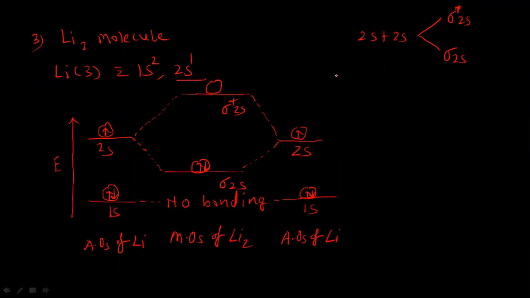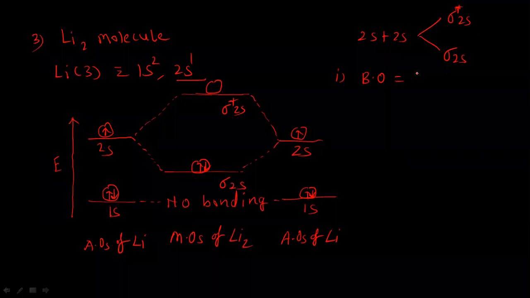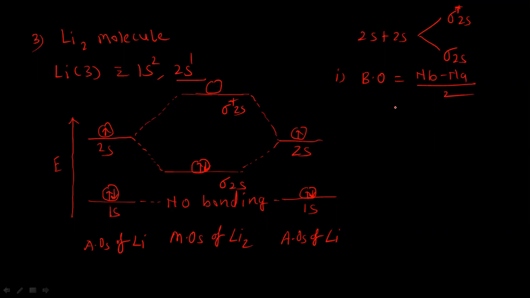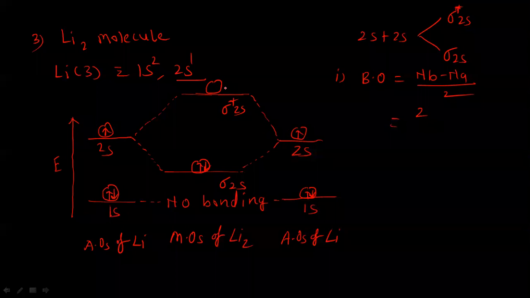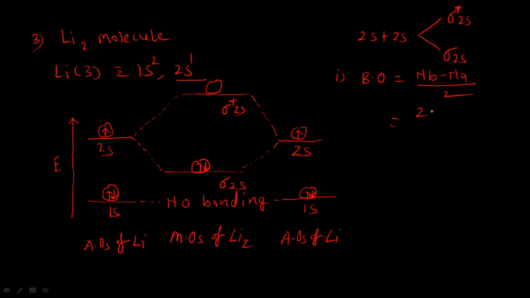On the basis of this MO diagram, first of all, we have to explain the bond order: number of bonding electrons minus number of antibonding electrons, divided by 2. You can see in the MO diagram, the sigma 2s bonding molecular orbital has 2 electrons, so 2 bonding electrons. Antibonding has no electrons, so 2 minus 0 divided by 2 is equal to 1. So the bond order in the lithium molecule is 1. That is, there is a single covalent bond, a sigma bond, between the two lithium atoms in the molecule.